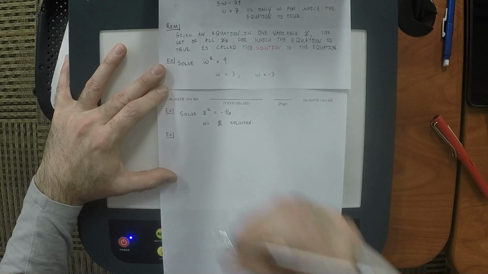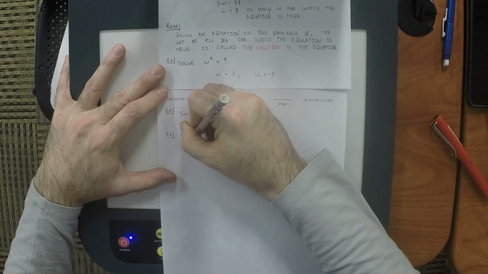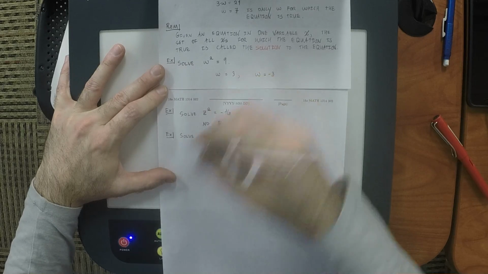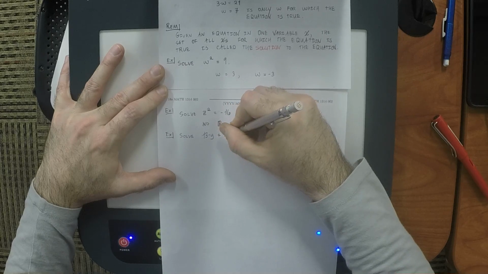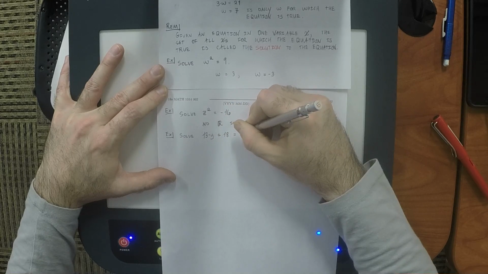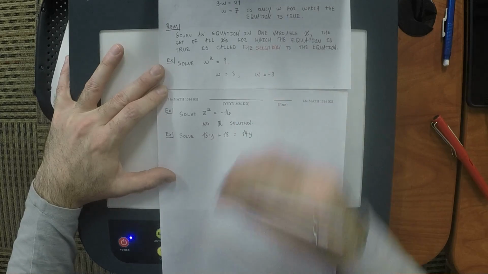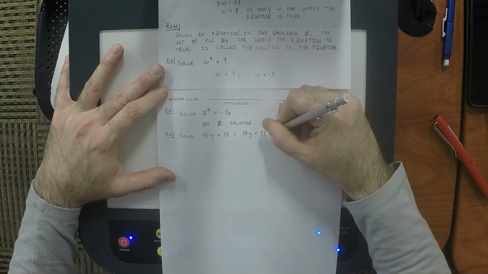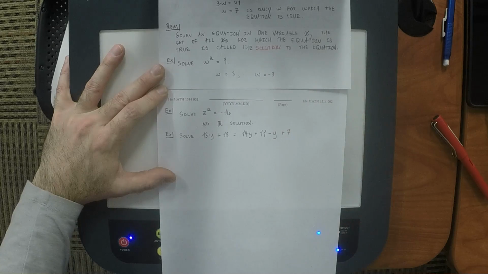Okay. How about, please solve 13y plus 18 is equal to 14y plus 11 minus y plus 7.